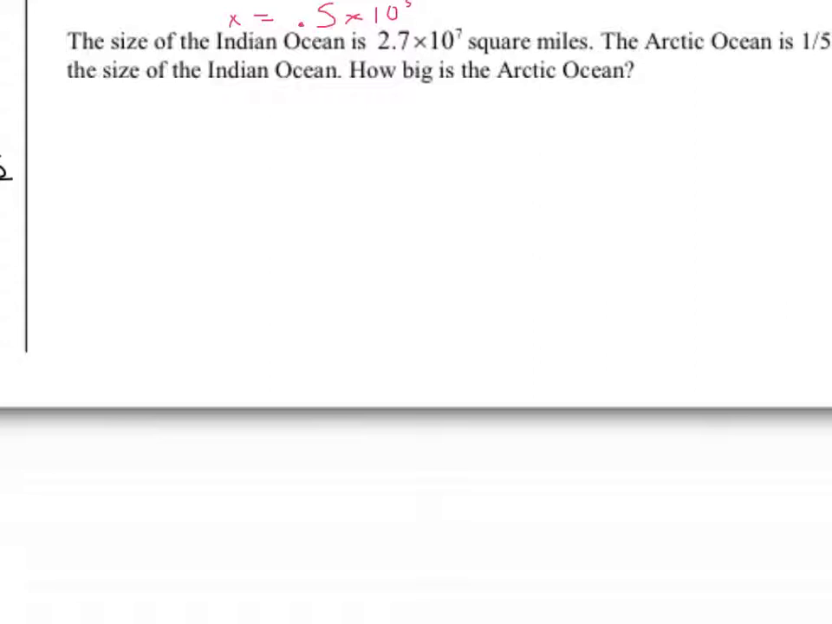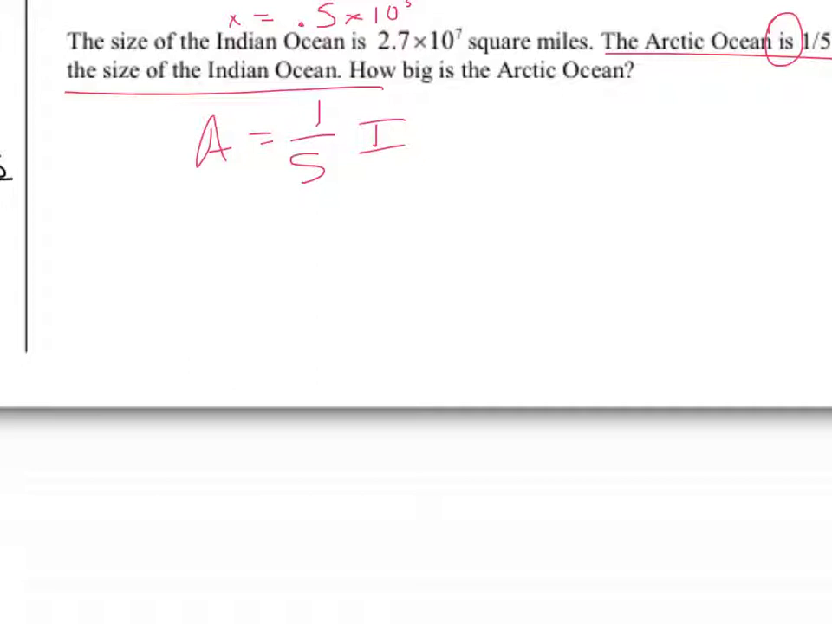The size of the Indian Ocean is 2.7 times 10 to the 7th square miles. The Arctic Ocean is 1/5 the size of the Indian Ocean. How big is the Arctic Ocean? So I need to determine what this actually is set up as. So it tells me the Arctic Ocean is 1/5 the size of the Indian Ocean. Arctic is 1/5 of the Indian Ocean. This is the equation.